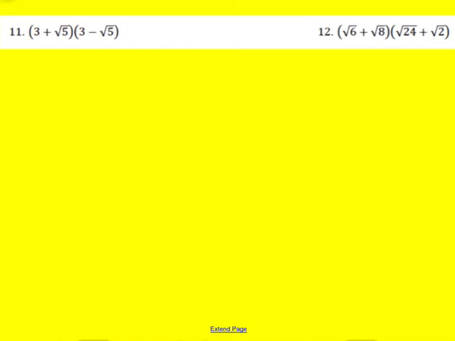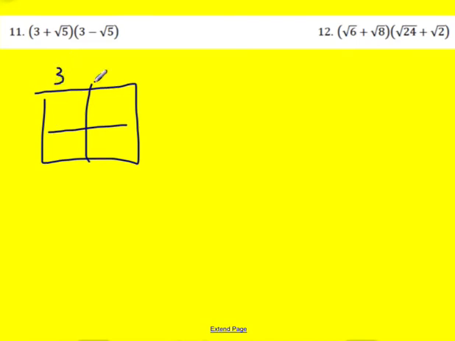So for number 11 and for number 12, this needs to be solved using the box method, or FOIL, whichever one you prefer. I usually use the box method. So to start the box method out, we're going to line up our terms. So we have 3 square root of 5 and then 3 square root of negative 5, and we're going to multiply that in. So 3 times 3 is 9. 3 times the square root of 5 is 3 square root of 5. 3 times the negative square root of 5 is 3 negative square root of 5. Negative square root of 5 times negative square root of 5.